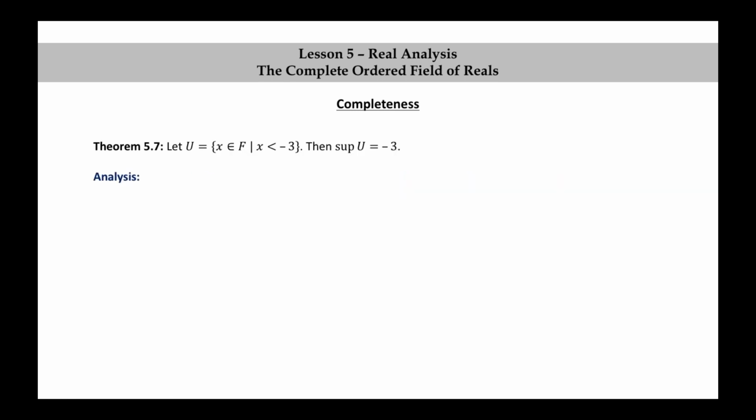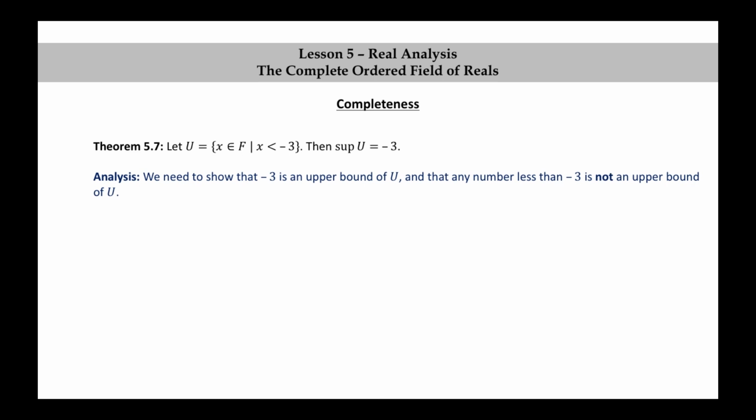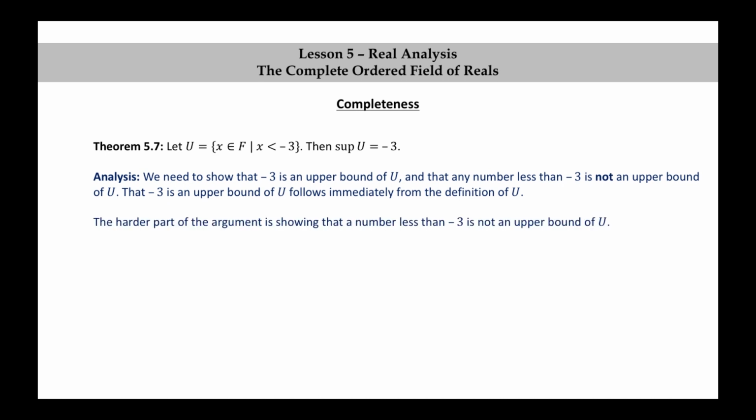So before we write out the proof in detail, let's go through an analysis to help us understand what's going on. We need to show that -3 is an upper bound of U, and that any number less than -3 is not an upper bound of U. That -3 is an upper bound of U follows immediately from the definition of U, right? Because U consists of all the elements of F that are less than -3. So that part's easy. The harder part of the argument is showing that a number less than -3 is not an upper bound of U.